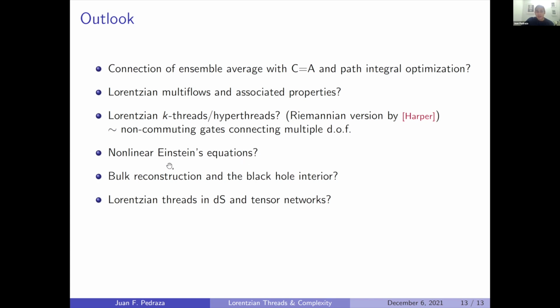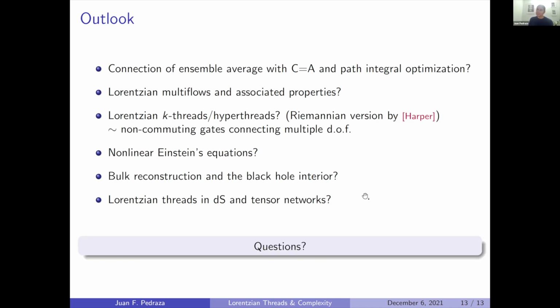We're thinking about going beyond the linear approximation and thinking about bulk reconstruction, in particular, thinking that these threads can probe even the region near the singularity. Yeah, so that's it. Thanks very much.